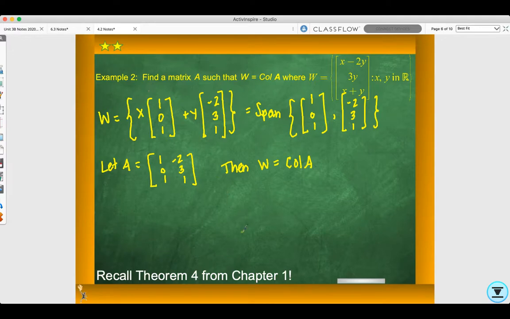With this, you need to recall Theorem 4 from Chapter 1. The column space of an m by n matrix A is all of R^m if and only if the equation Ax = b has a solution for each b in R^m. That's something you need to recall for this one.